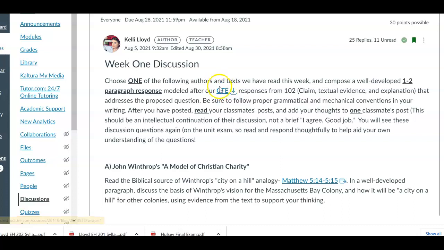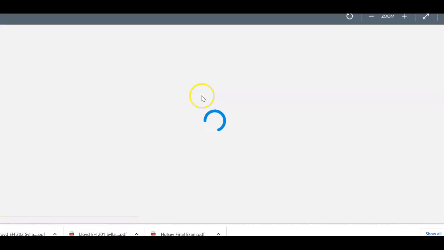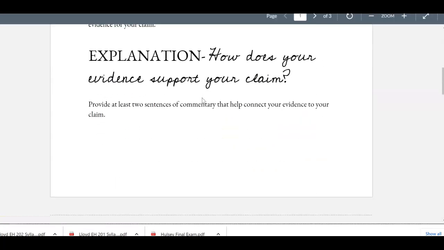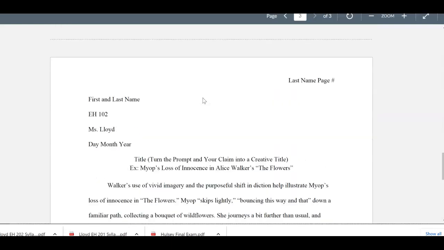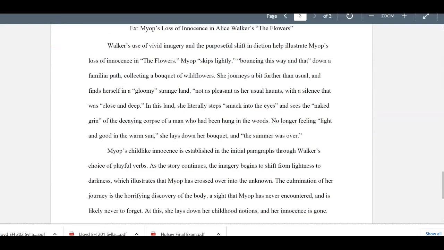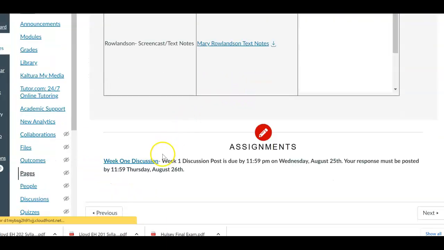and I kind of set it up after our CTE responses, and I'll show you what that is just really quick, that I taught them in 102. So it would have a claim, it would have textual evidence, it would have an explanation, kind of like this right here. So it would be like a 2 paragraph with textual evidence and that kind of thing in. That's what I asked for them for their discussion board post.